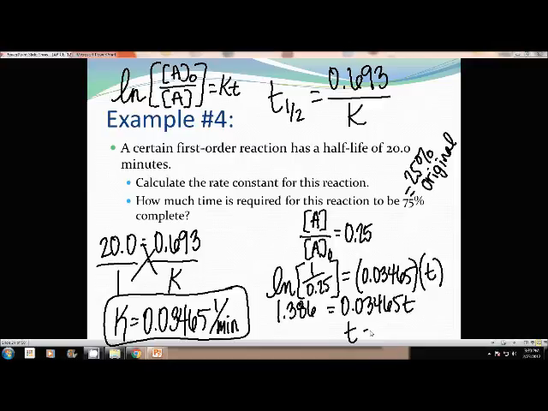So the time is going to be, when you solve that out, 40, and with sig figs, I'm going to go 40.0. And we're going to use minutes because our half-life was given to us in minutes. So that's just another manipulation of using our equations, okay? So we just have to make sure we figure that out correctly.